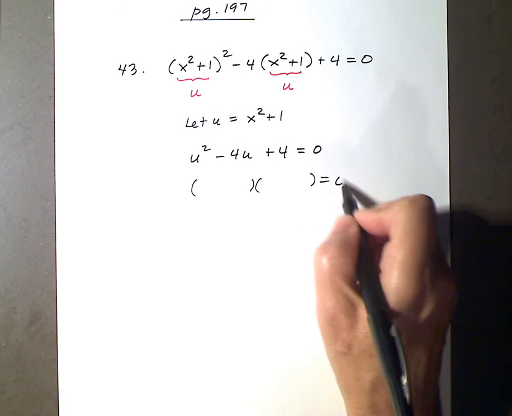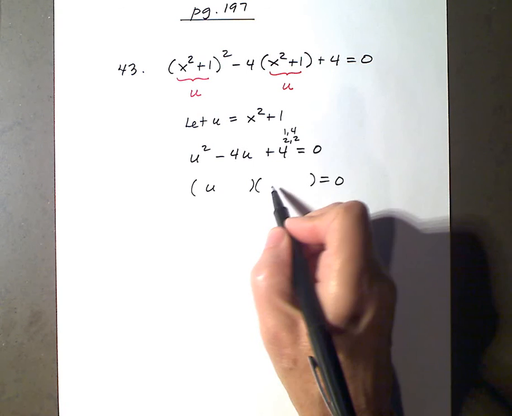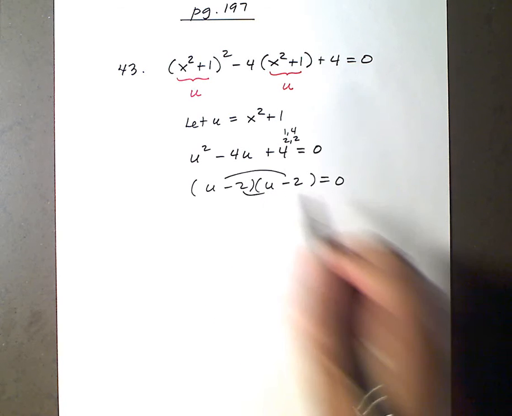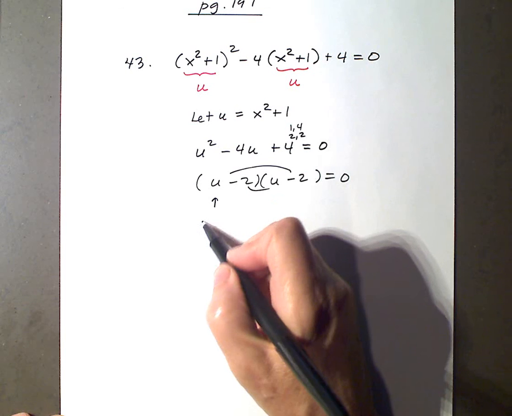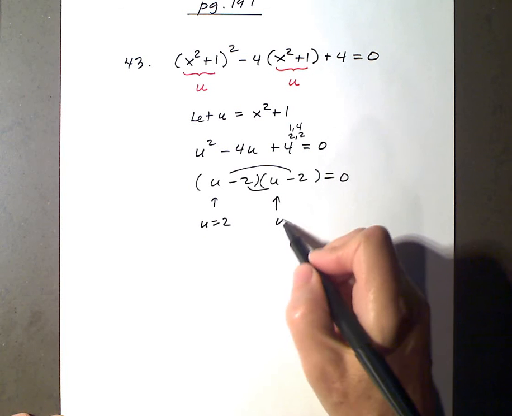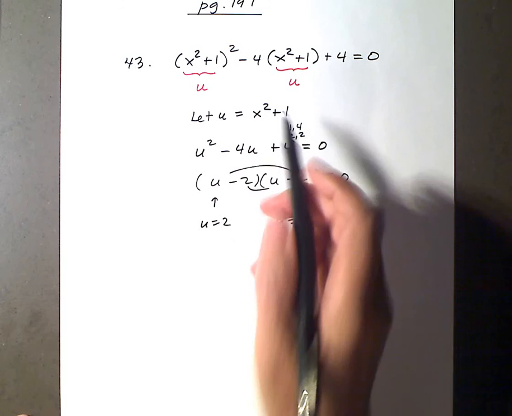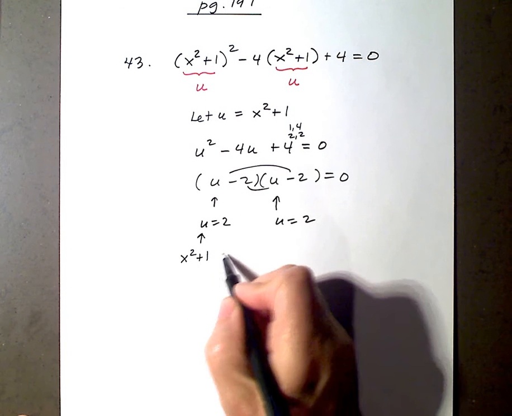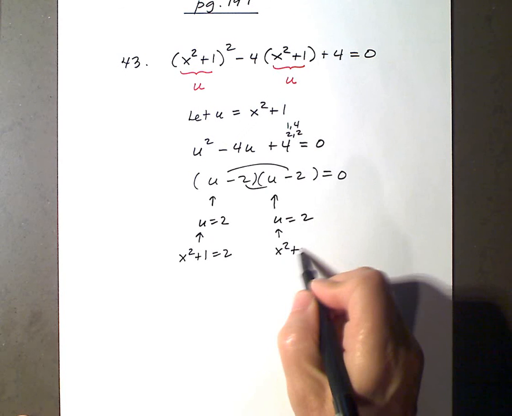So this is 1 and 4, or 2 and 2. So I could see this is u minus 2 times u minus 2. So it's a double root here. u is 2, or u is 2. And now when I substitute back the x squared plus 1 for u, because that was just a temporary thing, I'll do it in both of these just to show everything.